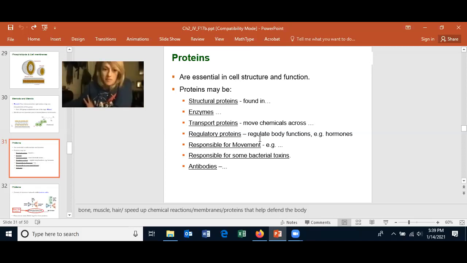There are proteins that are responsible for movement. The reason why we can walk is because we have proteins in our legs which are responsible for movement. And if you're talking about a cell that's swimming, it'll be a structural protein which is responsible for movement. So there are proteins that are responsible for movement.